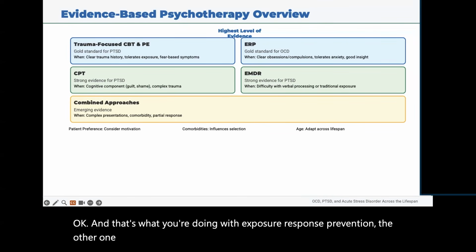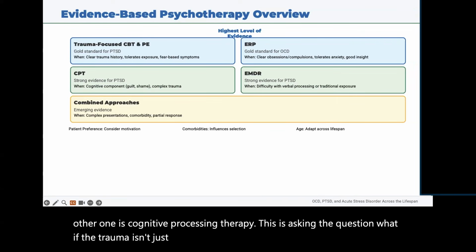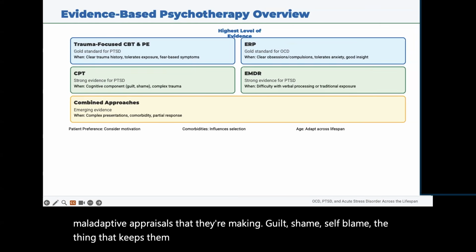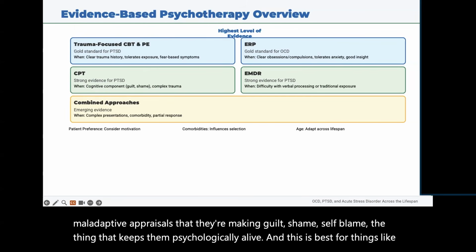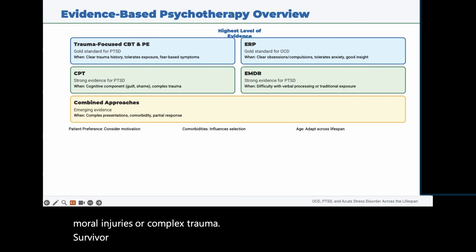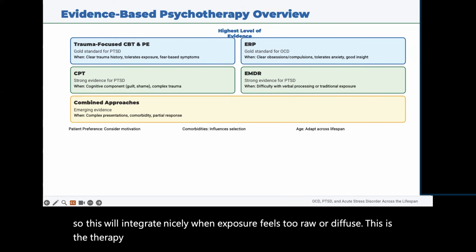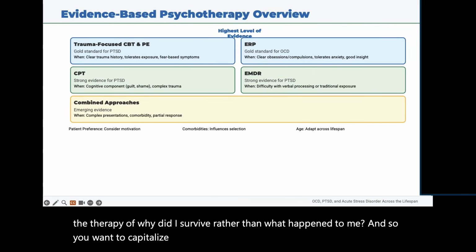The other one is cognitive processing therapy. This is asking the question, what if the trauma isn't just about fear, but about meaning? This is targeting the maladaptive appraisals that they're making: guilt, shame, self-blame, the thing that keeps them psychologically alive. And this is best for things like moral injuries or complex trauma, survivor guilt, and things like that. This works through cognitive restructuring and a written impact statement. So this will integrate nicely when exposure feels too raw or diffuse. This is the therapy of why did I survive rather than what happened to me. And so you want to capitalize on their survival skills, essentially.